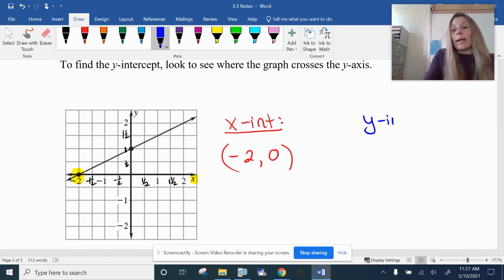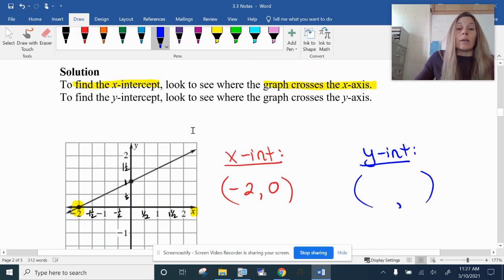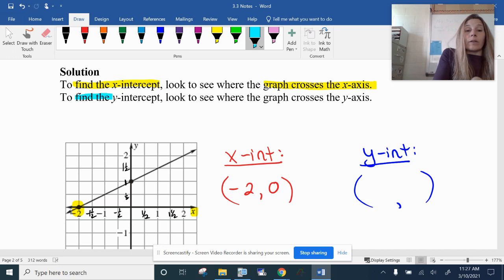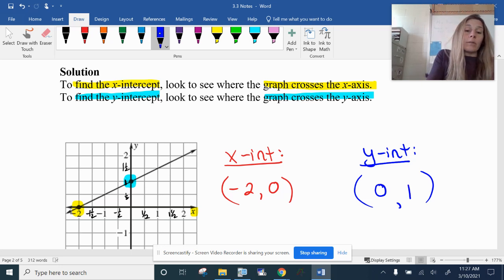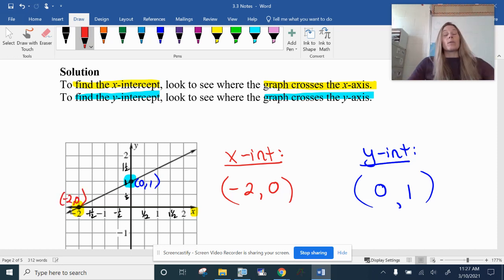Now to find the y-intercept, this will be the point where it crosses the y-axis. So where does the graph cross the y-axis? We can see that that's right here at this little spot that I just highlighted in blue. Now, even though it's up 2 boxes, that's really 1 unit, right? Because each box is representing half a unit. So the y-intercept would be (0, 1). So this point here is (0, 1), and this point over here was (-2, 0). So those are my x and y intercepts respectively.